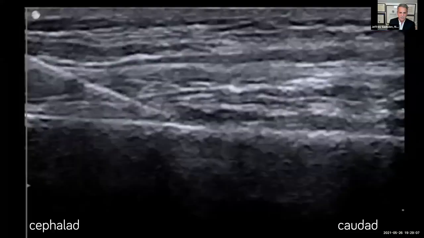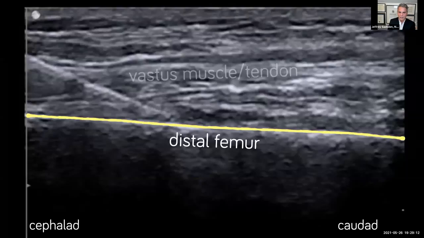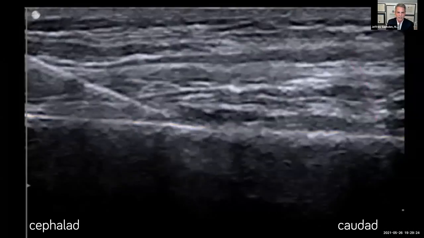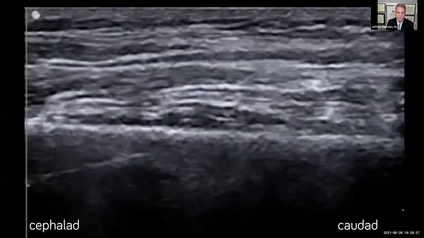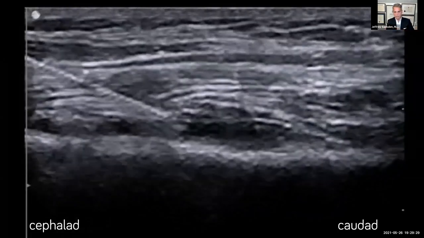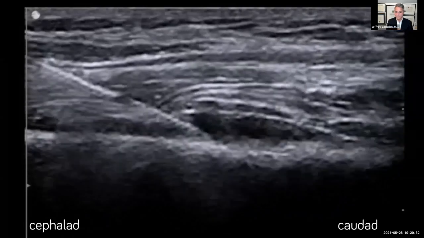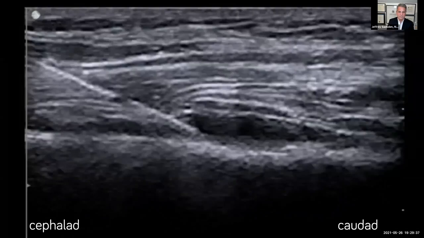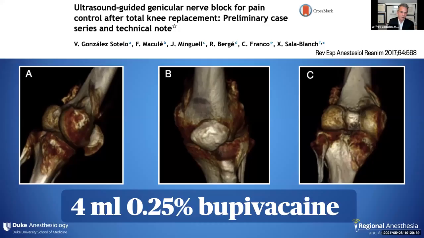Here's a little video showing the needle has already made contact with the distal femur. This is the vastus muscle/tendon on top. And then you'll see, not quite yet, but when the local goes in, you might see a flickering artery over here to correspond with the genicular artery. So you're aiming for periosteal spread, so just running right along the bone and lifting it up. So easy peasy.